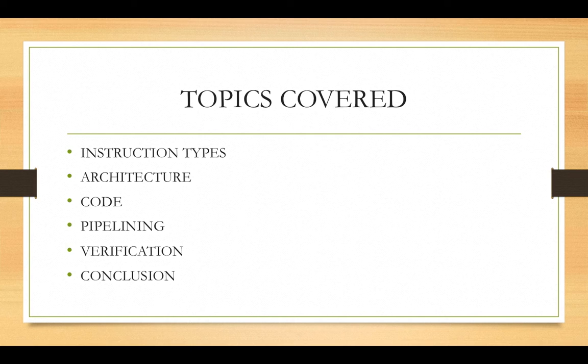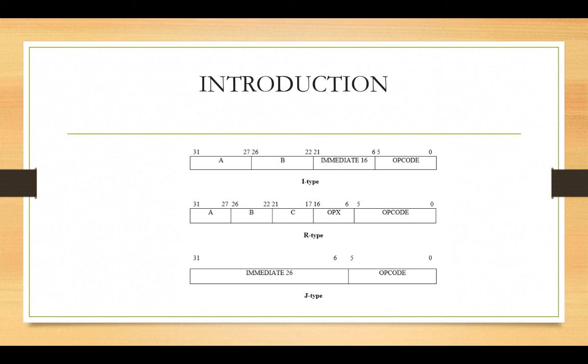So let's take a look at the instruction types first of all. Majorly there are three types of instructions for the Nios 2 processor. The first one is I type instruction, the second is R type, and then the J type. So the I type is the immediate type instruction set.